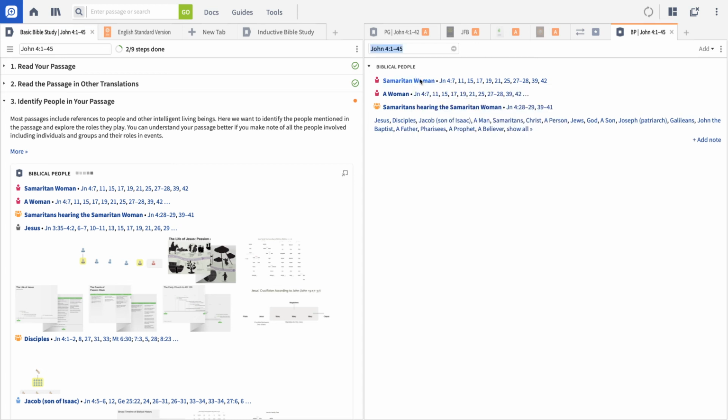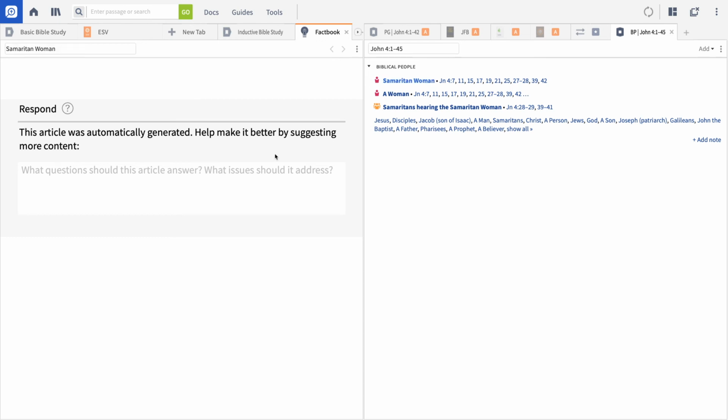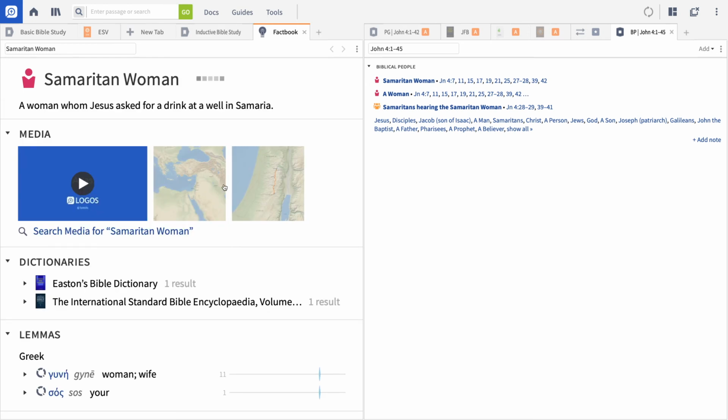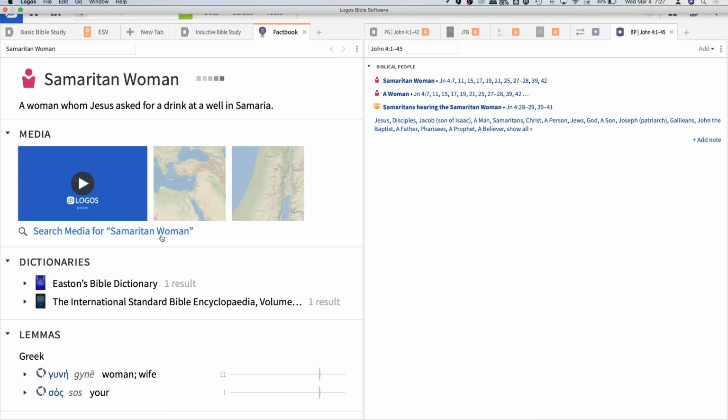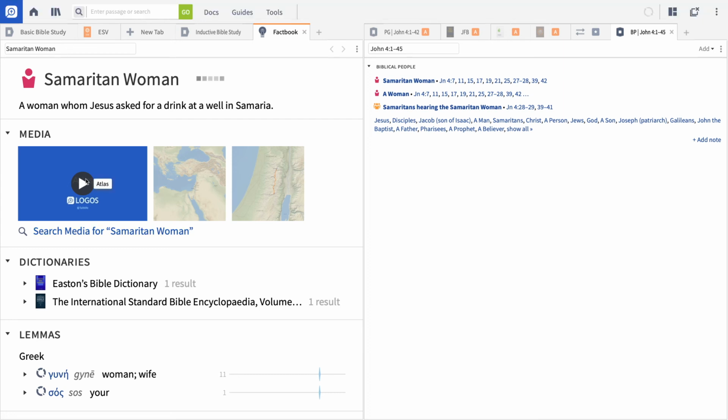Okay, let's start with the key. Wait. Okay, here we go. I was wondering what was going on there. Let's start with the key member here, the Samaritan woman. Well, let's see what this is. Atlas. Wait, come on. What's going on? Load. Like I've been saying all night. Sometime today.